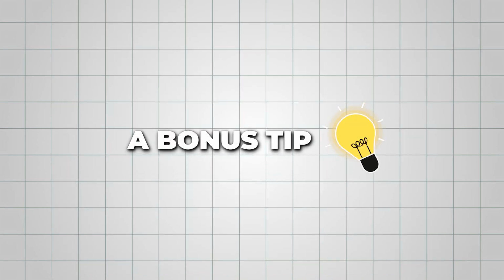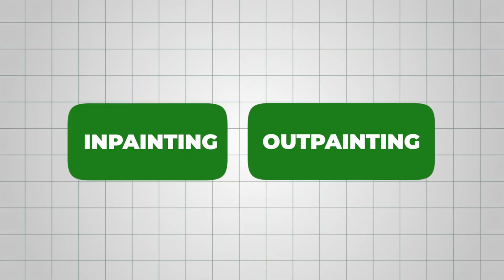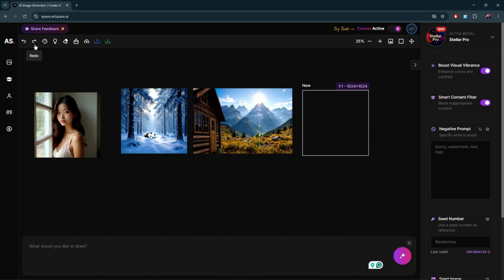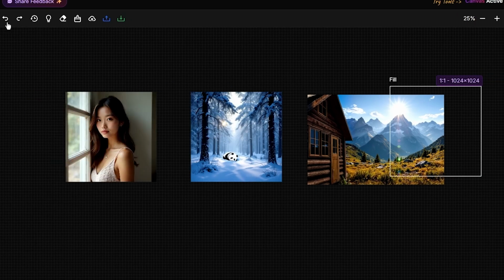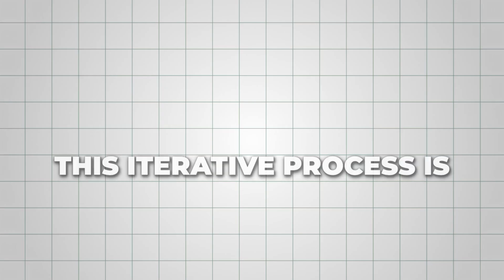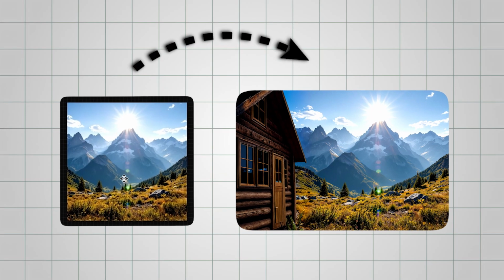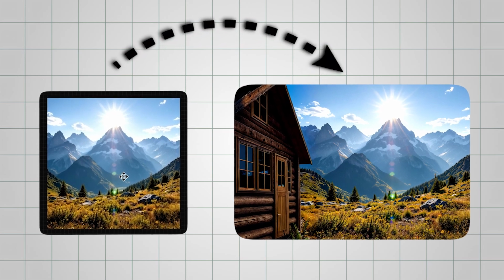A bonus tip: if you're not happy with an edit, whether it's an in-paint or out-paint, use the Undo button near the History feature. It'll undo your last action so you can try again. This iterative process is how you turn your ideas into absolute masterpieces.